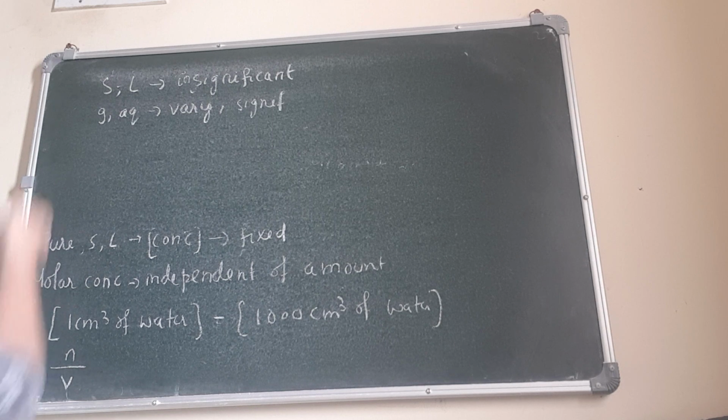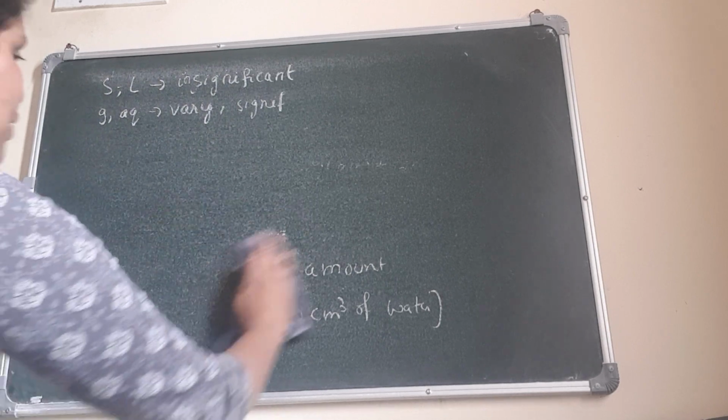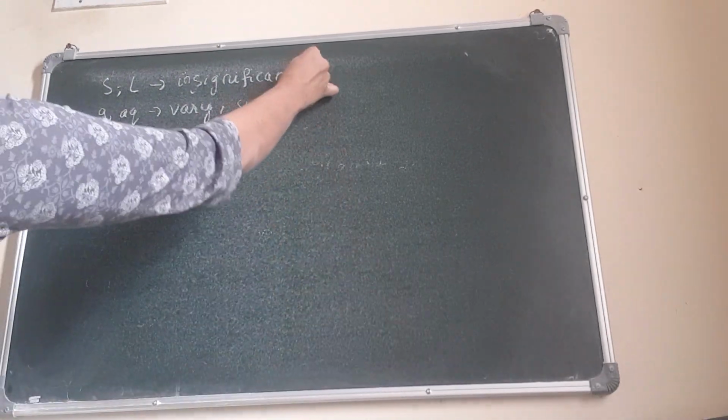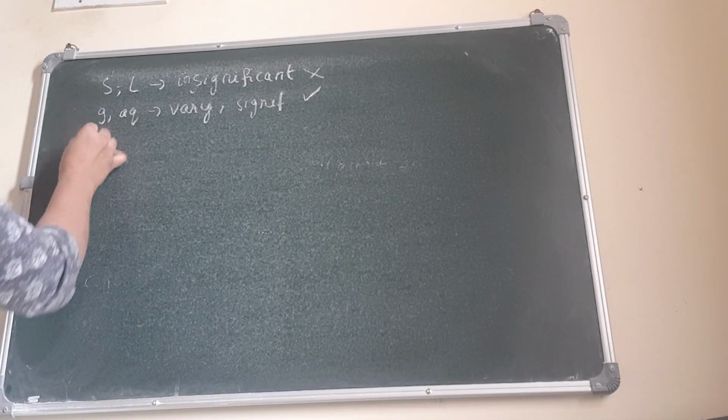But what happens in gaseous and aqueous states, the molar concentration, that is concentration per unit volume, that changes, and that is why it becomes very, very significant. So that has to be considered. So this you don't have to bother. This is something that you have to bother. Okay, let me take an example.